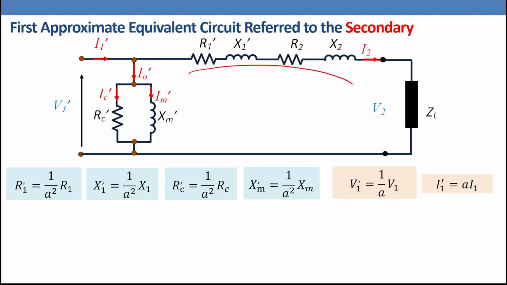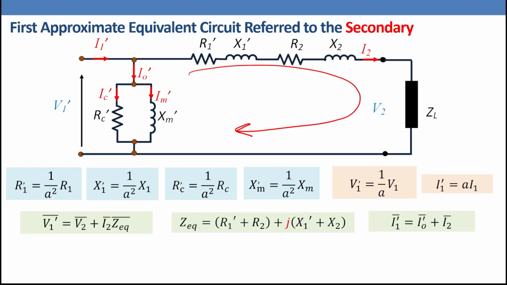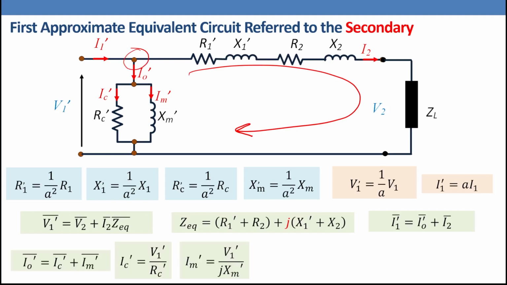We are going to use Kirchhoff's voltage law in this loop, or if we know Z load, we are going to divide V1' by all of these impedances, which are in series. V1' equals V2 plus I2 Z equivalent. What is Z equivalent? R1' plus R2 plus j(X1' plus X2). And using Kirchhoff's current law at this node, I1' equals I0' plus I2. So how to calculate I0'? It equals I core' plus I_M', and we know that V1' is applied directly to the magnetization branch, so I core' equals V1' over Rc', and I_M' equals V1' over jXm'.